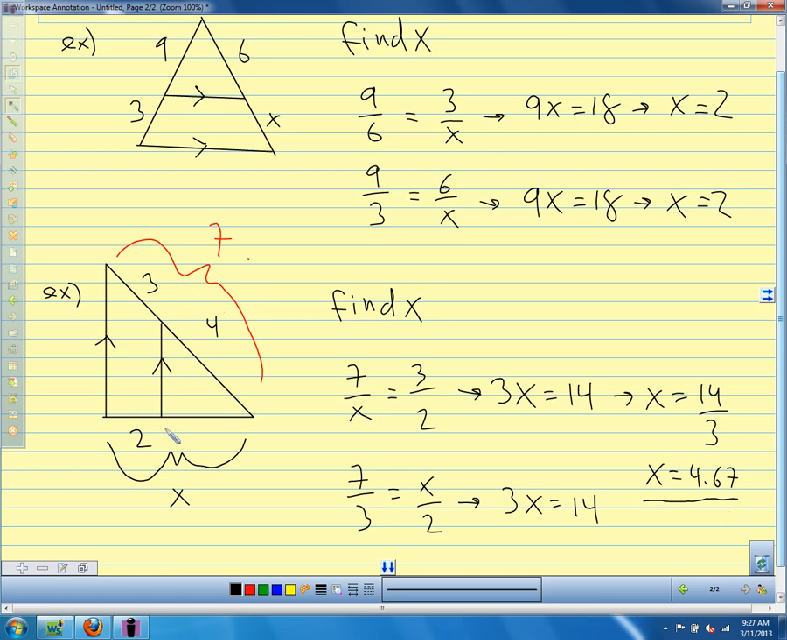So this one we had to be a little more careful because one of the parts that we had, the part that we were looking for, was this whole side of the triangle. So we had to find the whole side of this triangle. Questions on that example?